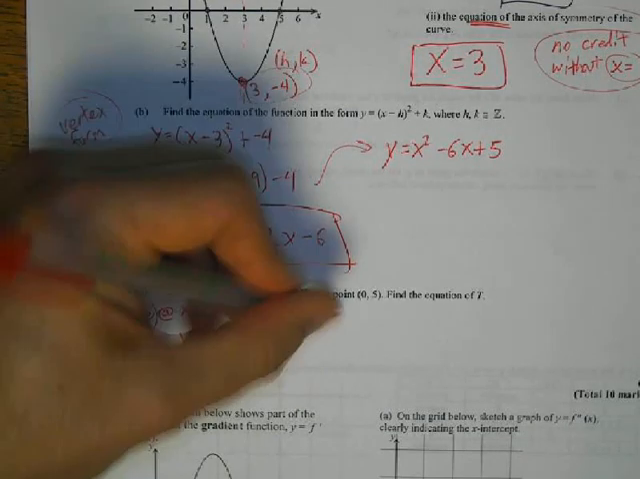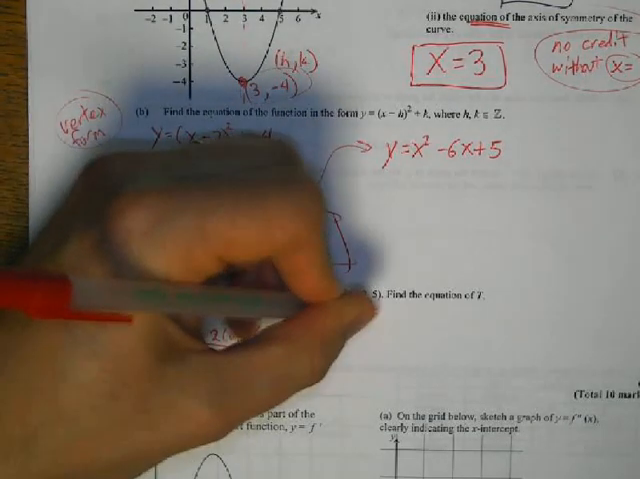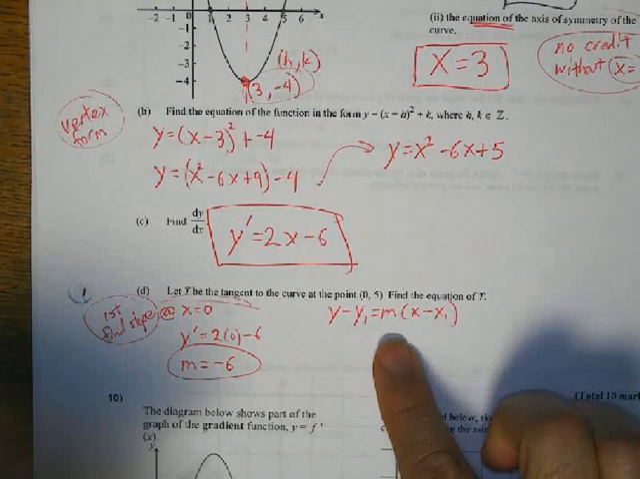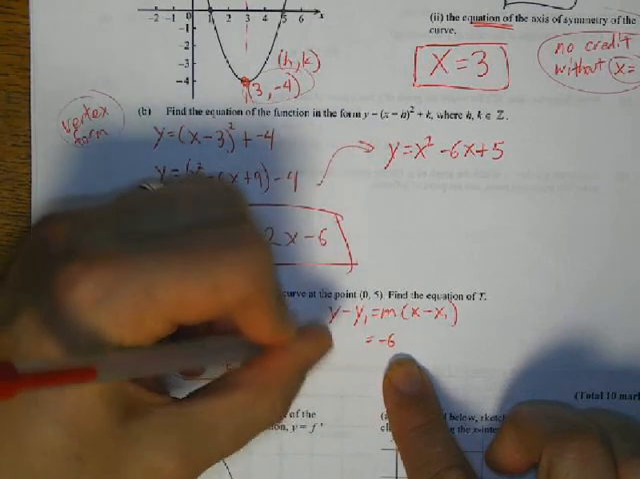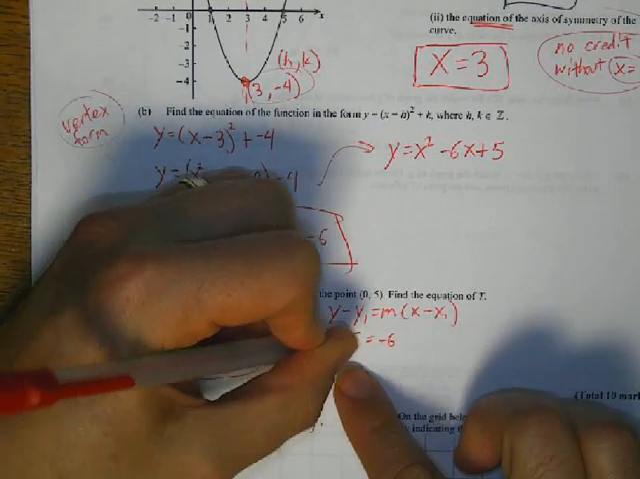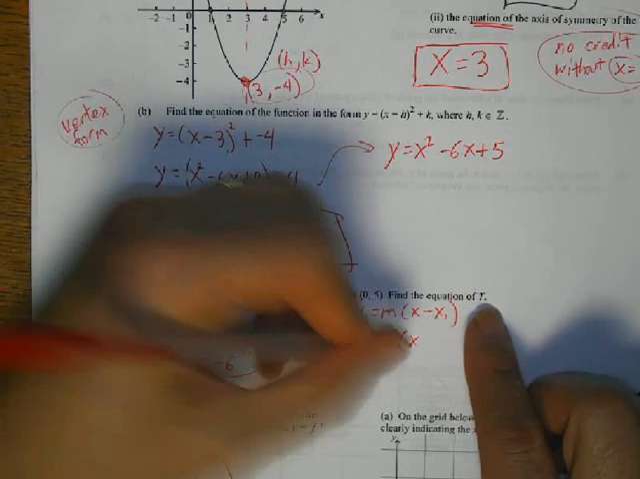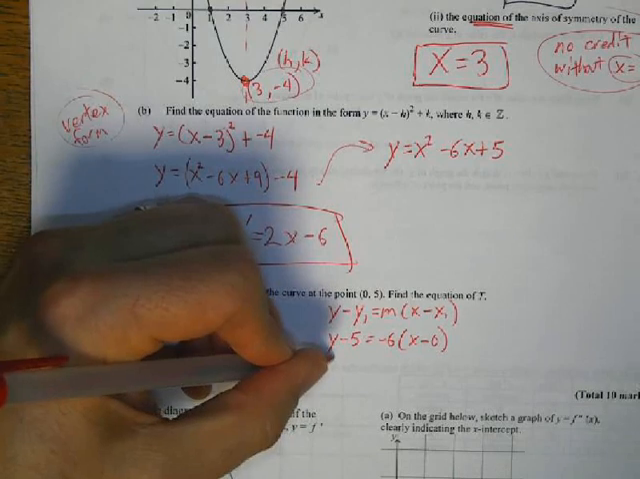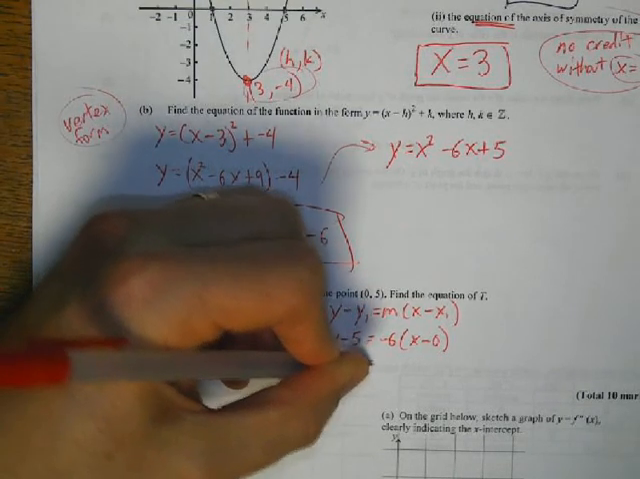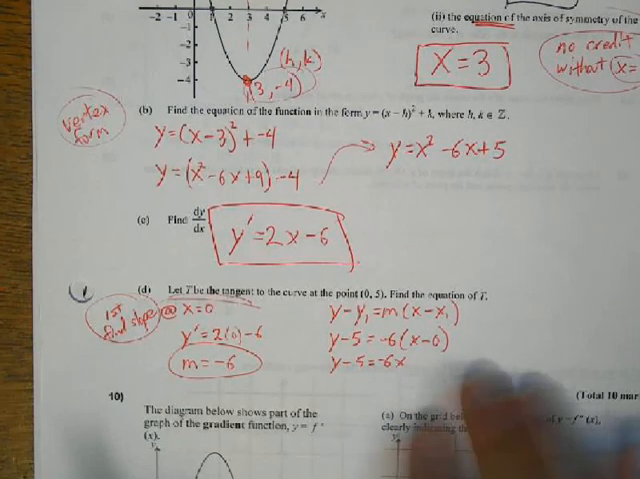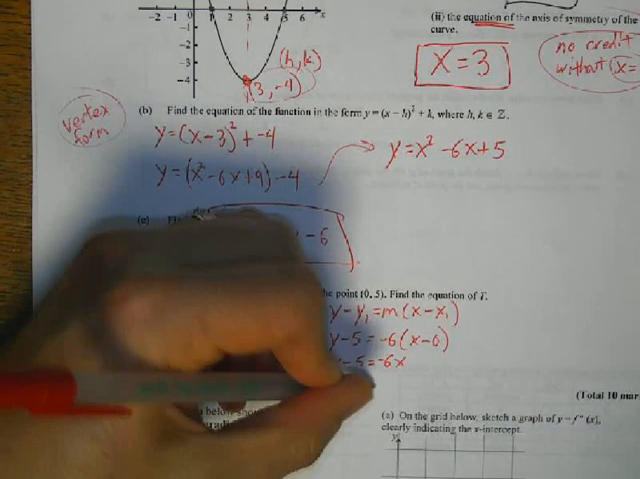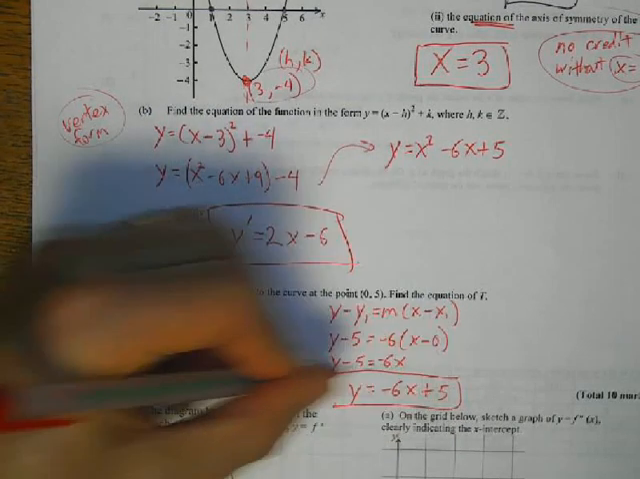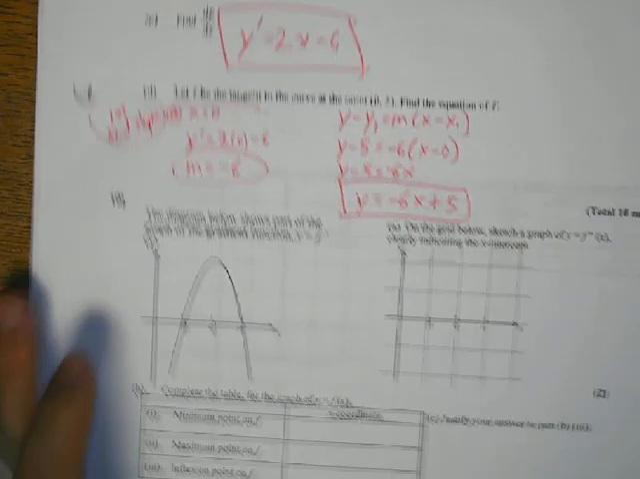Okay, so y minus y1 equals m times x minus x1. I'm going to replace the slope m with -6, replace y1 with 5, and replace x1 with 0. Then I get y minus 5 equals -6x. Add 5 on both sides, y equals negative 6x plus 5. Okay, next question.